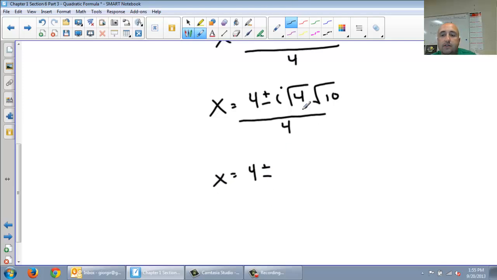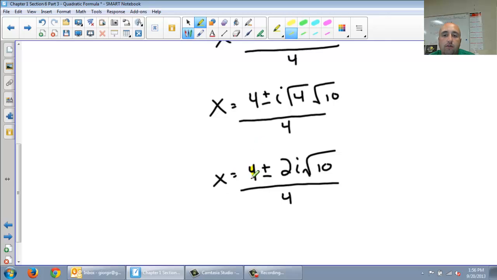4 plus or minus. The square root of 4 is 2, so I have 2i root 10. I get the 2 from the root 4, and then the 2 always goes in front of the i, divided by 4. Okay, that is a good answer. I notice that 10 cannot be simplified, so I have to leave it. Then lastly, I have a 4. I have a 4, I have a 2, and I have a 4. All of those numbers are divisible by 2, so I need to divide them all by 2.